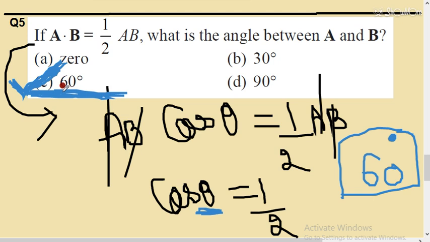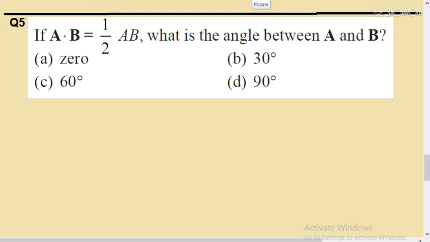I am repeating the question. Dot product is given to me, that is equal to 1 by 2 AB, and he is asking about the angle between vector A and B. So what I have done, AB cos theta is equal to 1 by 2 AB, that is given. A with A and B with B cancel out. Cos theta is equal to 1 by 2, and for which value of theta is cos theta equal to 1 by 2? For the 60 degree value, cos theta is equal to 1 by 2. I hope you have understood question number 5. So please note it down, and now we are moving to question number 6.